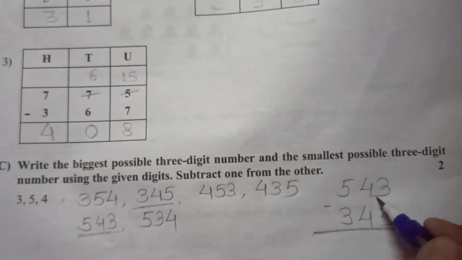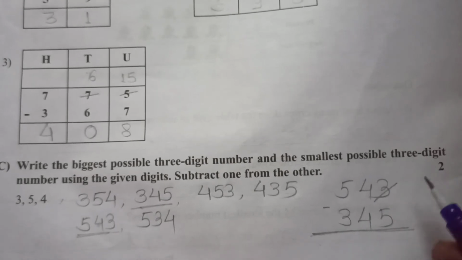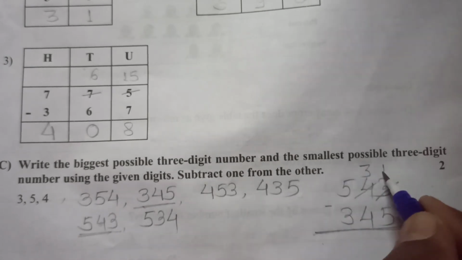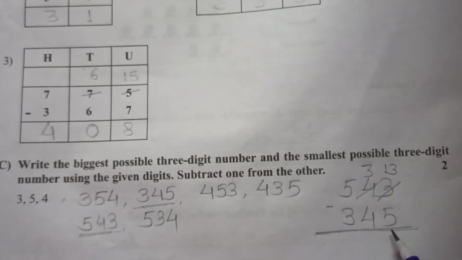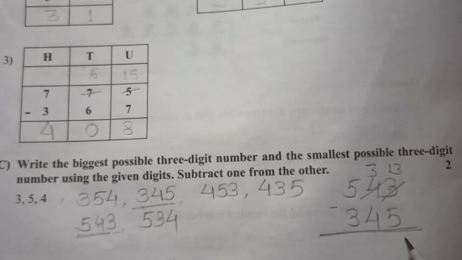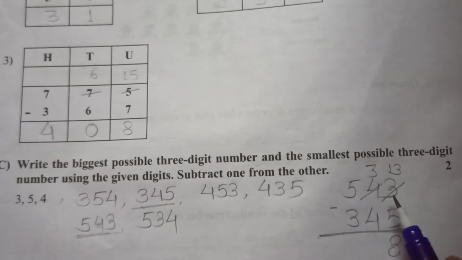Now look at this. We cannot subtract 5 units from 3 units. So we take 1 ten from 4 tens. Then 4 becomes 3 and 3 becomes 13. 13 minus 5. See this students, 13 minus 5. Tell me students, 13 minus 5. 6, 7, 8, 9, 10, 11, 12, 13. What will come? 8. Then see, now look at this, 3 minus 4.